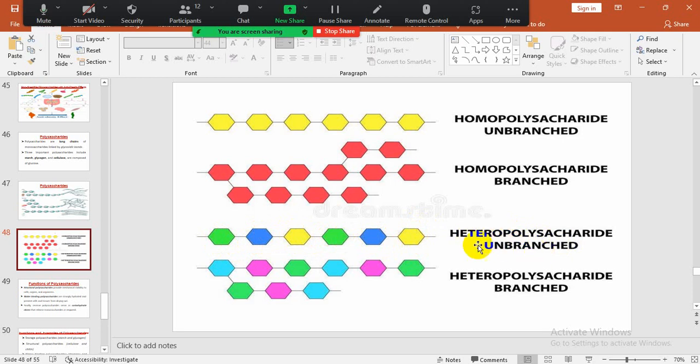Heteropolysaccharides. And it is an unbranched chain. It's a long straight chain. This is also unbranched, but this one has a branch. This one has a branch.